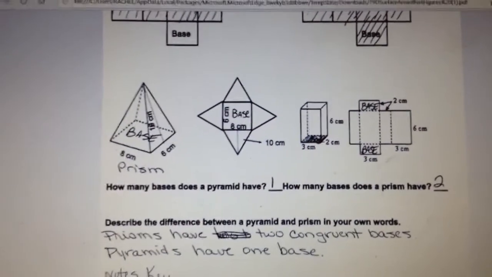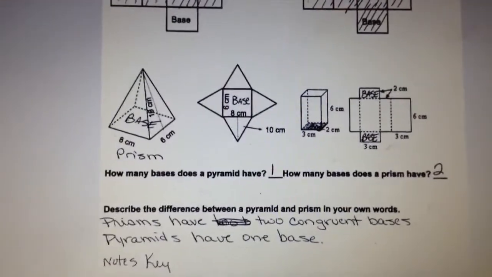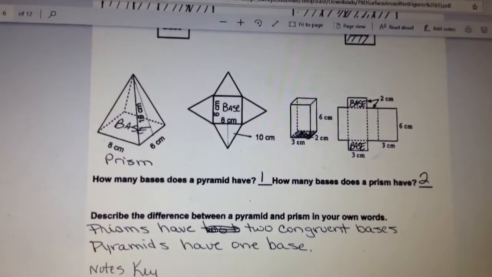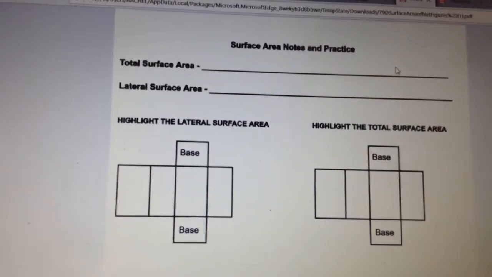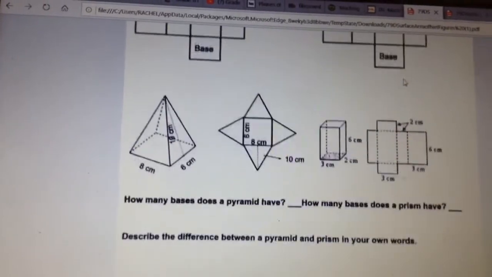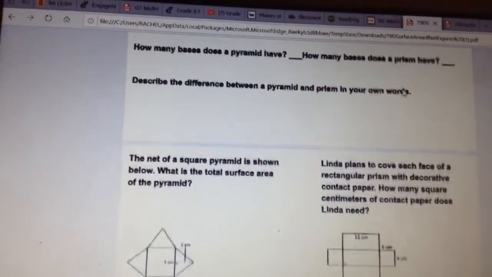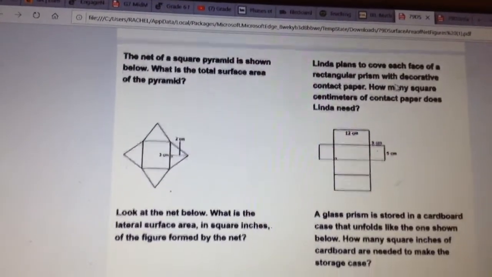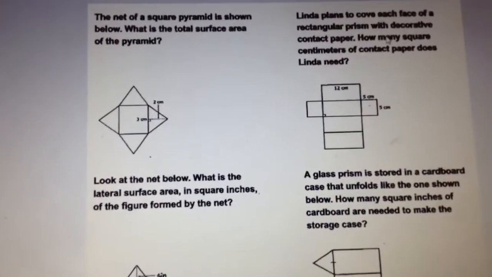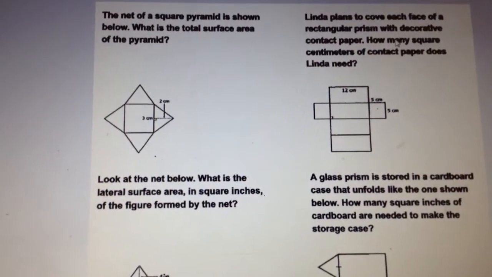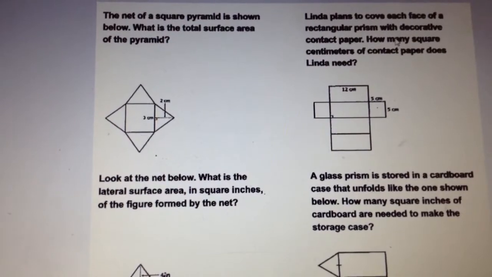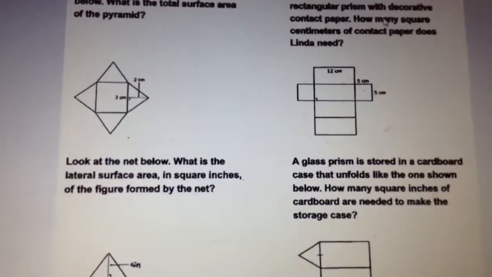Next, we're going to do the first example together. I would like you to find the total surface area of this figure below. Here we have a square pyramid. The net of a square pyramid is shown below. What is the total surface area of the pyramid?